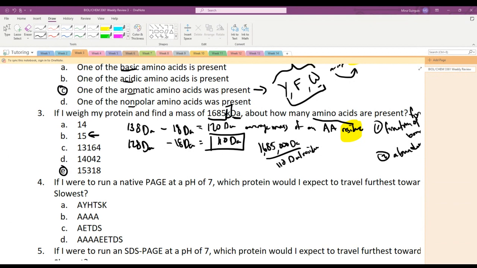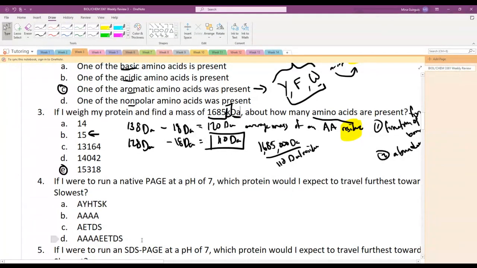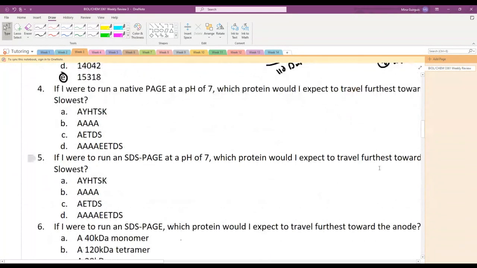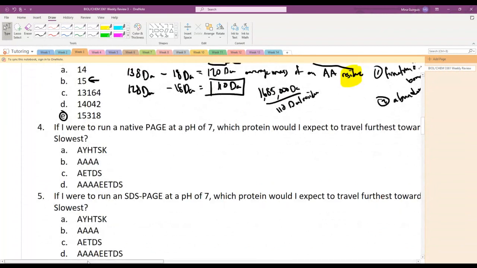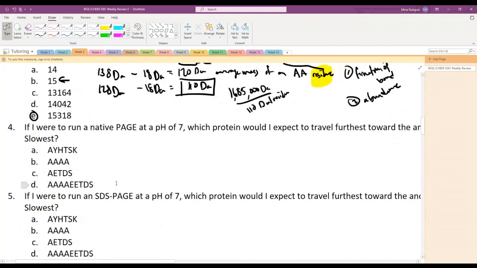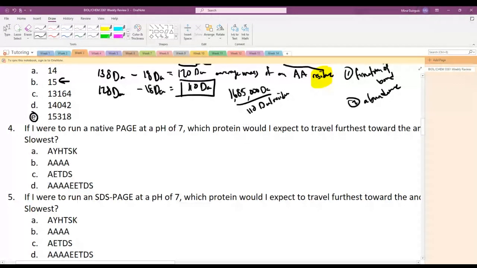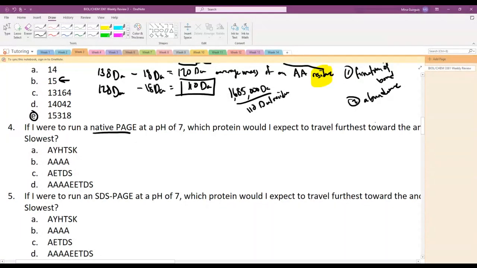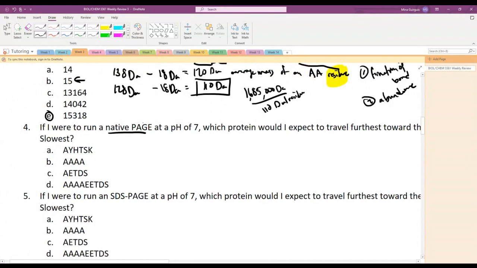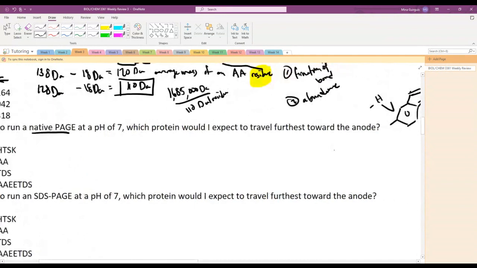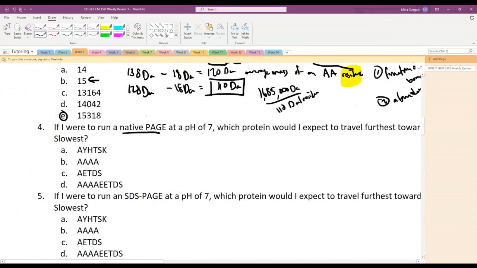Then shifting gears to the next question. Native PAGE. This is a kind of new word. We're going to do these two questions almost side by side, if that makes sense. We're going to do the first one, and then look at the second one based on the first one, or I should say 4 and 5. So native PAGE at some pH, which protein will travel furthest to the anode and which will travel the slowest. What I'm going to do here is rank them. But first we need to understand what a native PAGE is.